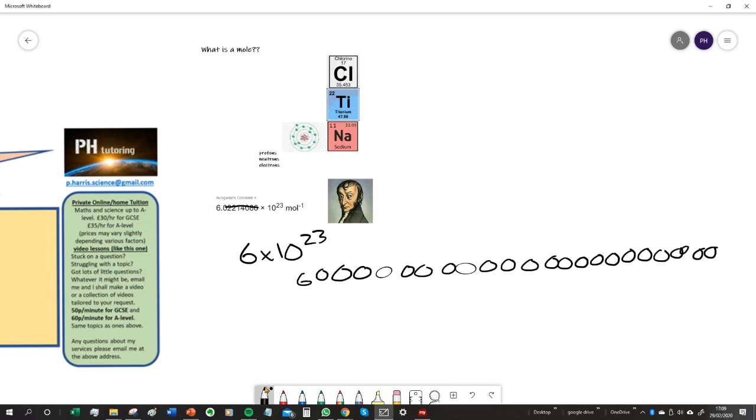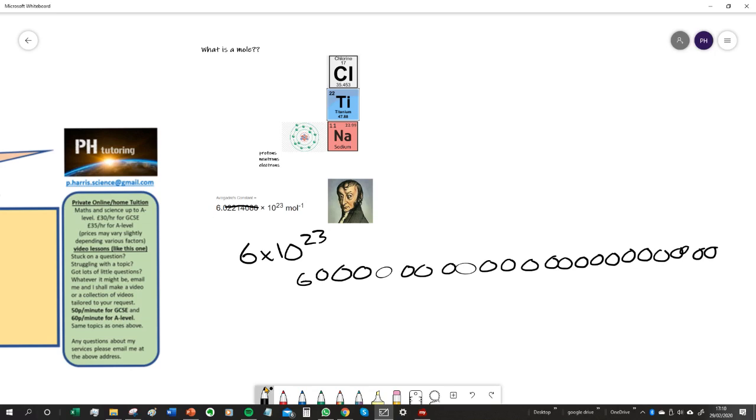So why did he pick this particular number? This is Avogadro, this guy here. He picked this number to be a mole of something. The reason he picked that number is it just so happens that when you have that many of a particular element, the weight of a mole, or the mass I should say, ends up being the atomic mass.